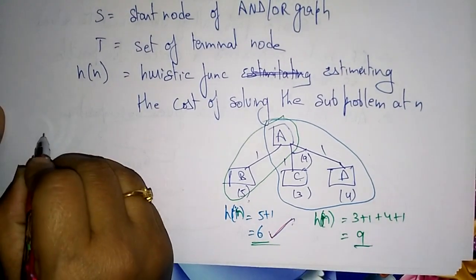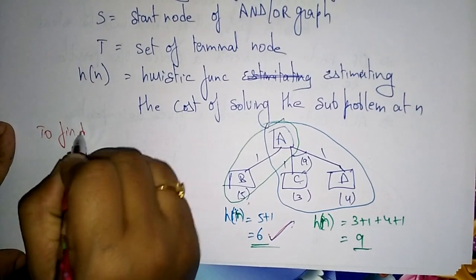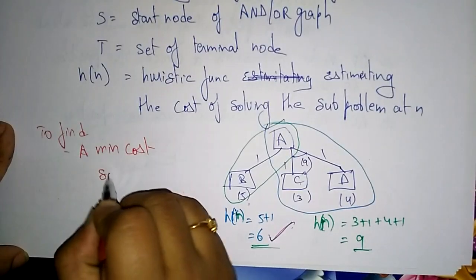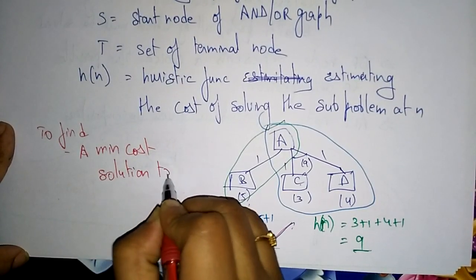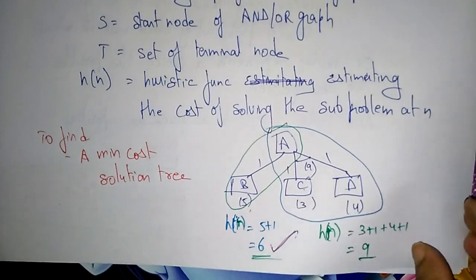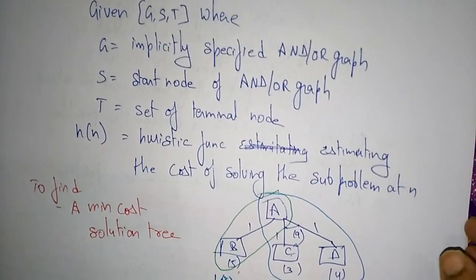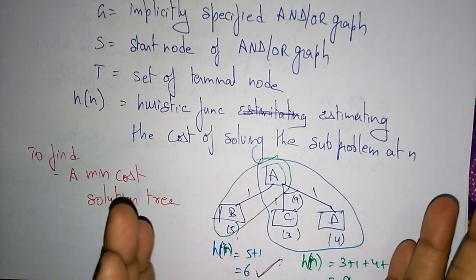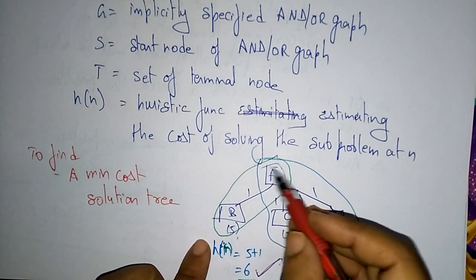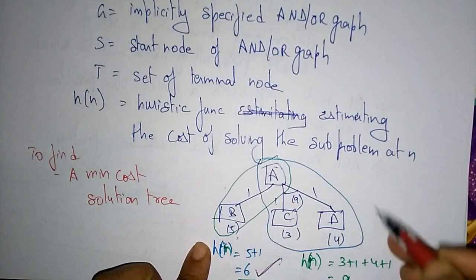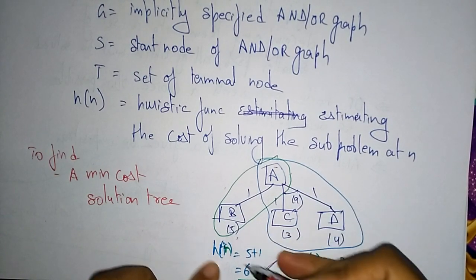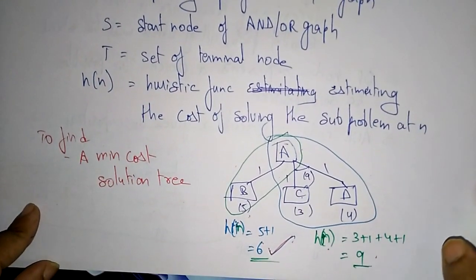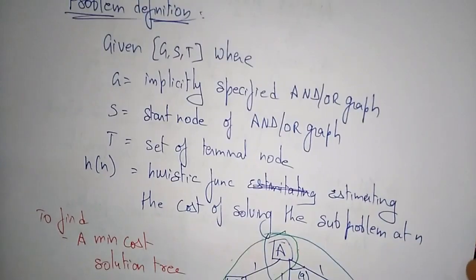The main use of AND or graph is to find a minimum cost solution tree. So this is about the AND or graph. We decompose the problem and solve the sub problems. This is the complete problem. We decompose it into sub problems, solve each sub problem separately, and select the one that has the least cost. So this is about AND or graph. Thank you.